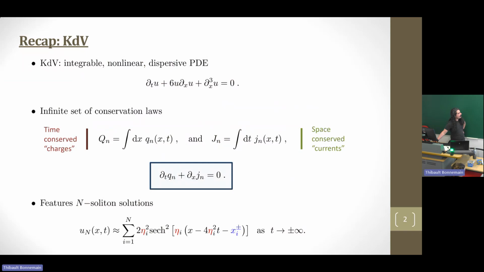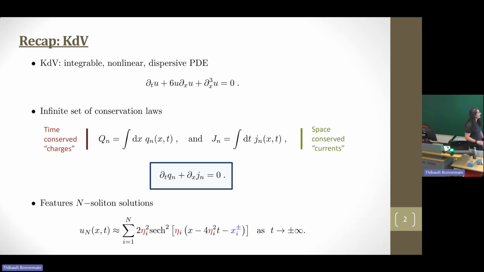Again, this time I will be mostly focusing on the KdV equation. It's an integrable nonlinear dispersive PDE that you can see here, and it's integrable in many respects. It's solvable via the inverse scattering transform. It has a zero-curvature representation, a Lax pair, it's bi-Hamiltonian, etc. And all of this also implies that it admits an infinite set of conserved quantities.